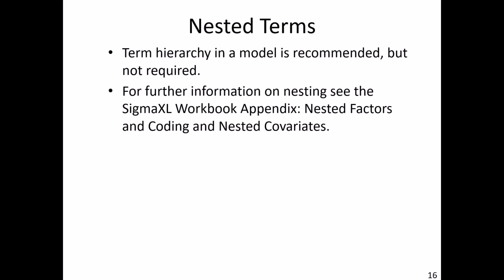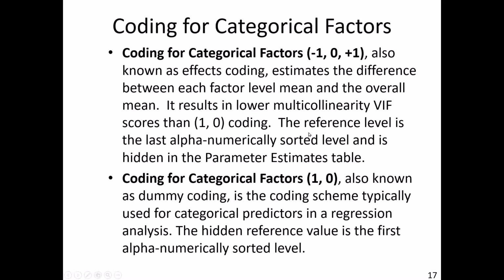Term hierarchy is recommended but not required. And if you want further information, see the SigmaXL workbook appendix, nested factors and coding and nested covariates. Coding for categorical factors is actually identical to what is in advanced multiple regression. The only difference is the coding for categorical factors: -1, 0, +1 is the default. In the advanced multiple regression, the dummy coding 1, 0 is the default.